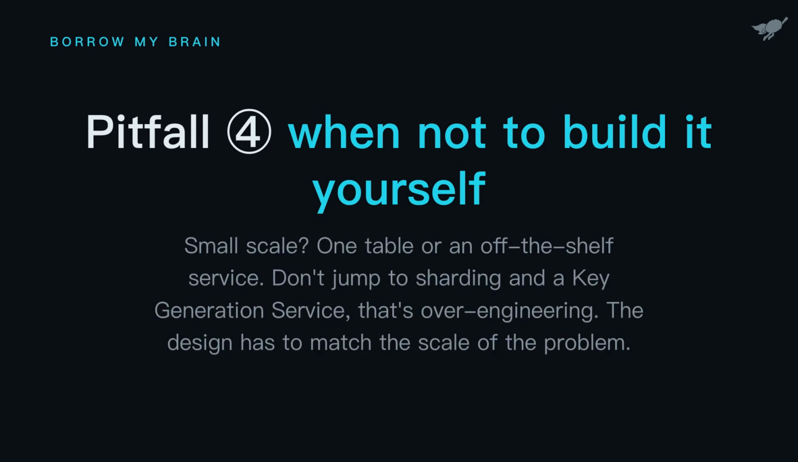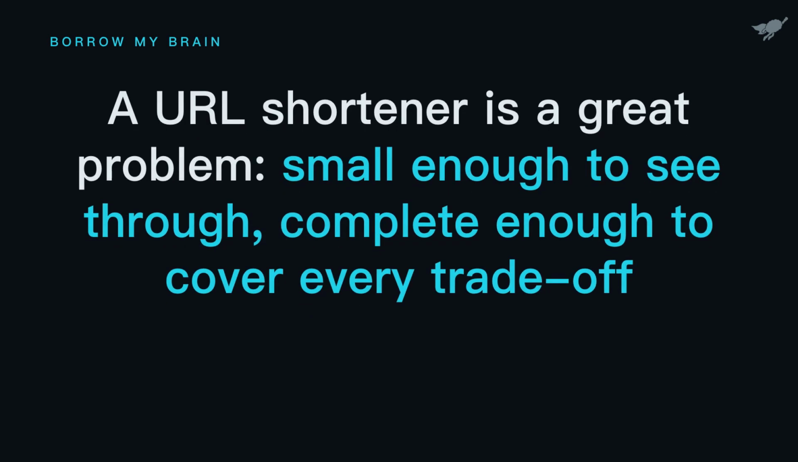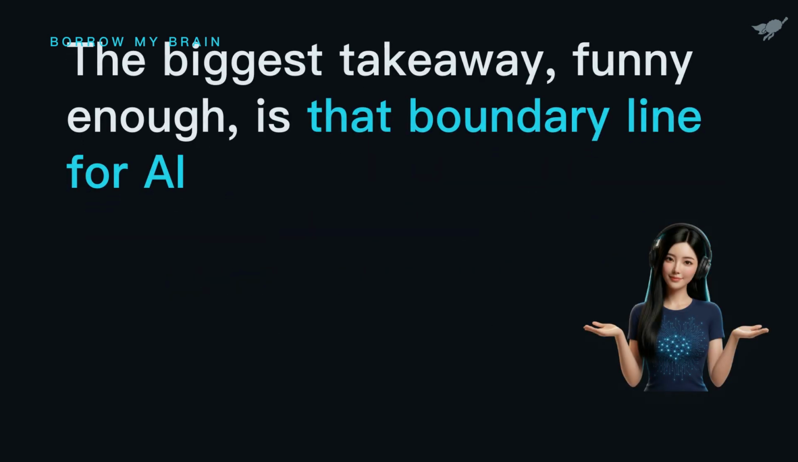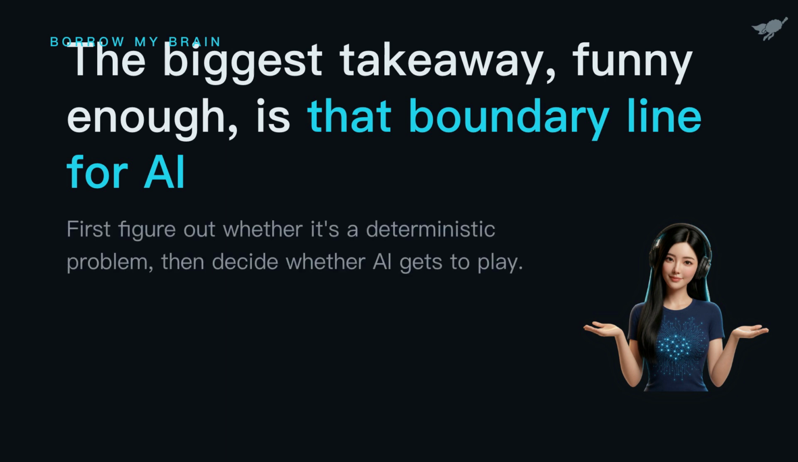4. When not to build it yourself. If it's just for internal use at small scale, an off-the-shelf shortener or a single database table is plenty. Don't jump straight to sharding and a key generation service. That's over-engineering. The design has to match the scale of the problem. My takeaway is one sentence. A URL shortener is a great problem because it's small enough to see through at a glance, yet complete enough to bring in every trade-off: estimation, code generation, caching, sharding, redirects, all of it. And the biggest thing I took from it, funny enough, is that boundary line for AI. First figure out whether it's a deterministic problem, then decide whether AI gets to play.